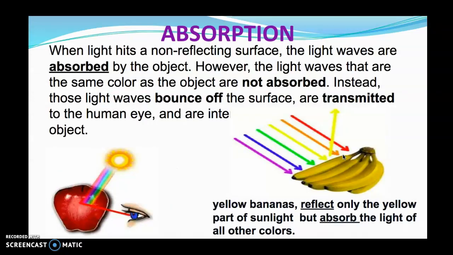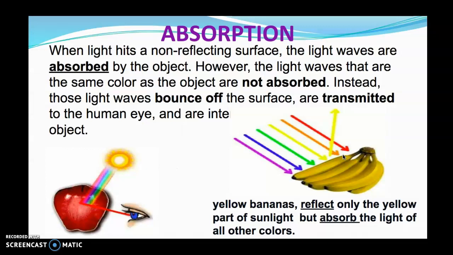A longer explanation of this is here. If you want to see this, you can pause the video right now. I'll just try to read through it fairly quickly. When light hits a non-reflecting surface, the light waves are absorbed by the object. However, the light waves that are the same color as the object are not absorbed. Instead, those light waves bounce off the surface and are transmitted to the human eye and are interpreted by the human being to determine the color of the object. I'm sorry, it's cut off there.